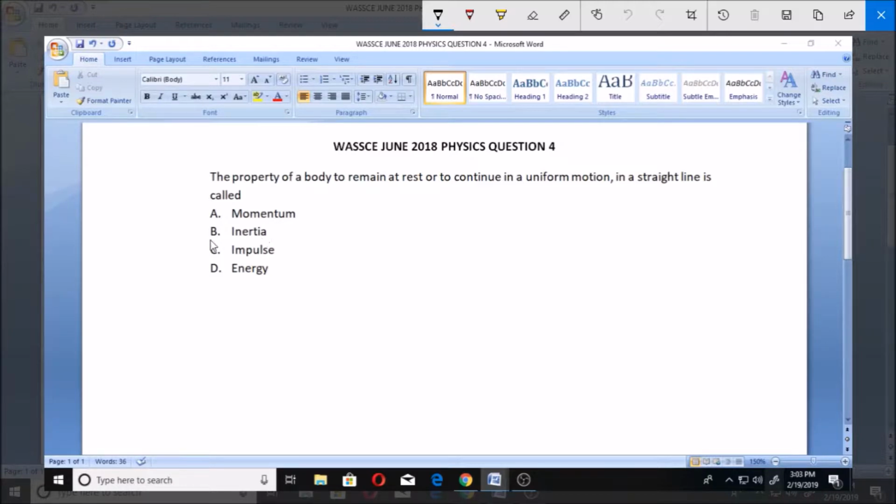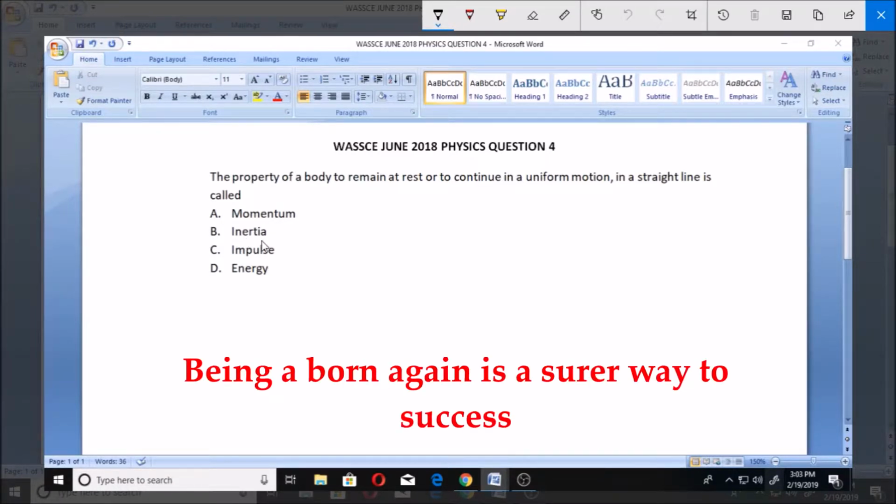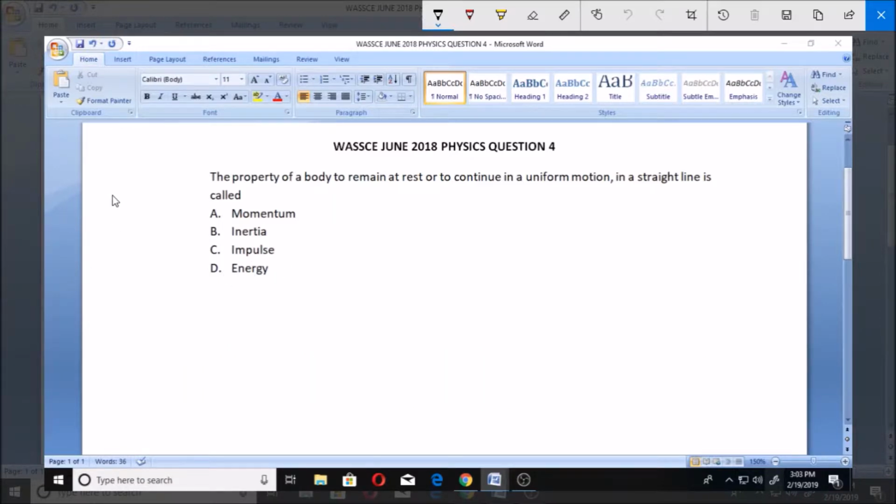Momentum, B. Inertia, C. Impulse, D. Energy. So what is that property of a body that makes it want to remain in a state of rest if it is resting, or to continue in a uniform motion in a straight line when it's moving? What is that property? We all know that this property is inertia because that's the definition of inertia.